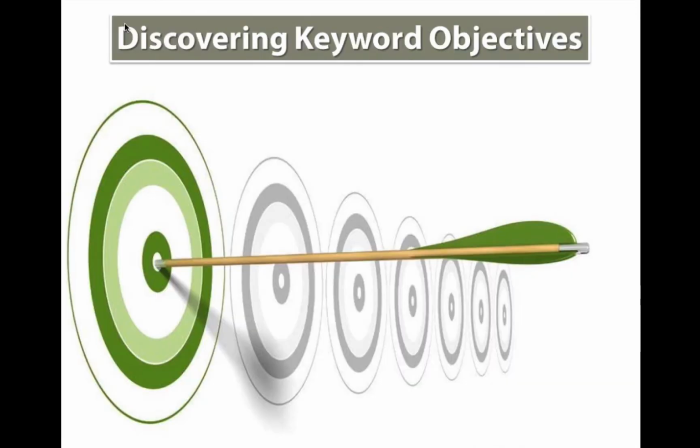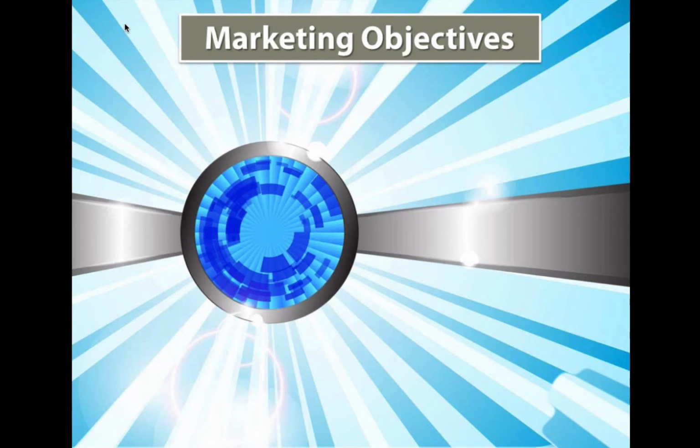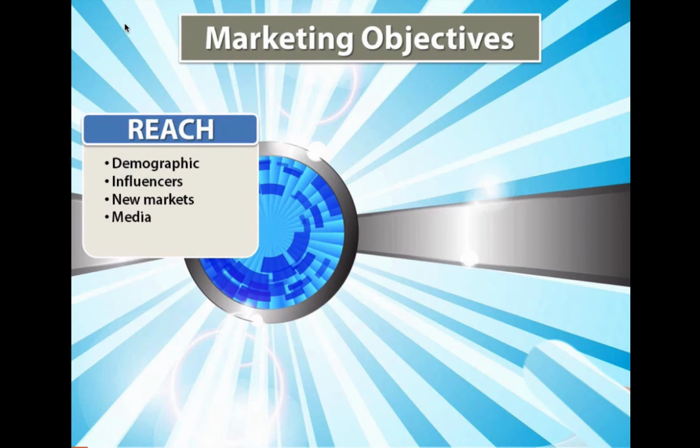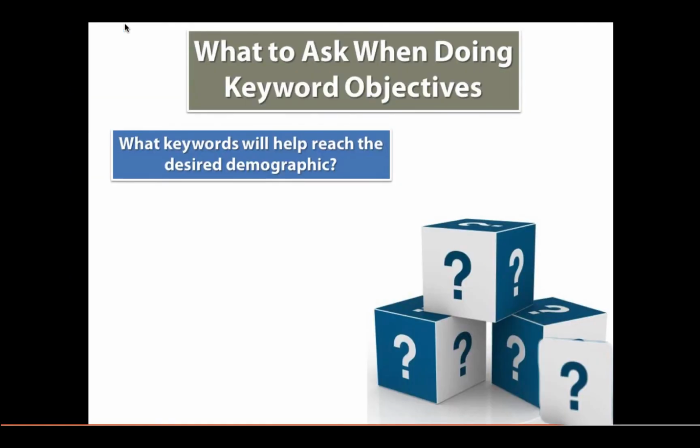The first thing you have to do to come up with the strongest keywords users type into the engine is look at the marketing objectives you want to achieve with the site as a website developer and builder. The first area is website reach. What's the target market we are going after? What's the new market we want to open? So, the question here will be what keywords will help reach the desired demographic.